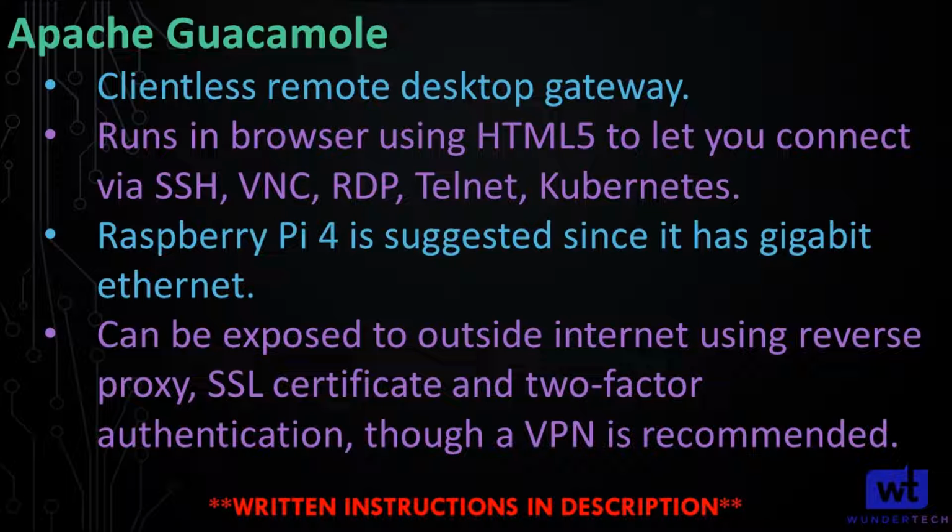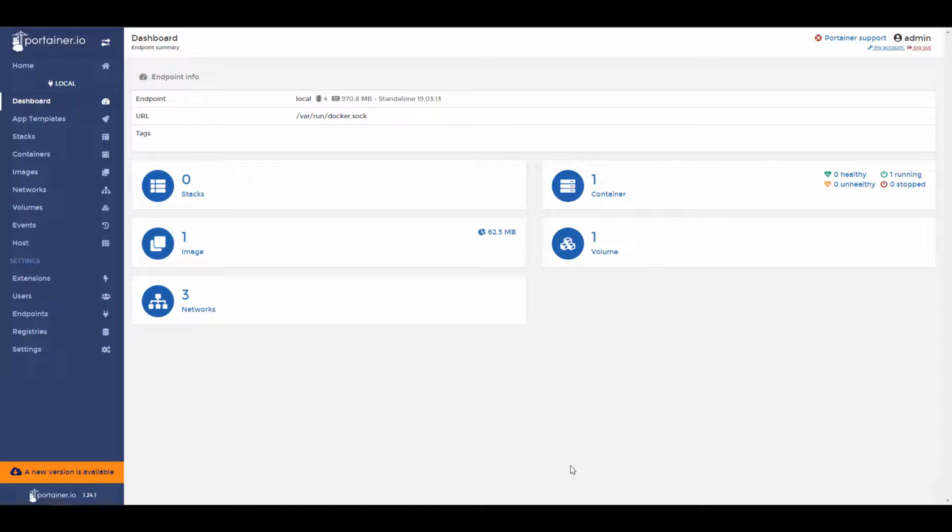So before we get started, I just wanted to mention that I have full written instructions for everything in the description. So we're going to be installing Guacamole on a Raspberry Pi, but we're going to be doing it through Portainer. So if you haven't actually set up Docker and Portainer on a Raspberry Pi, I have a tutorial that will show you how to do that. So I'll leave a link in the description and I'll leave a pop-up now.